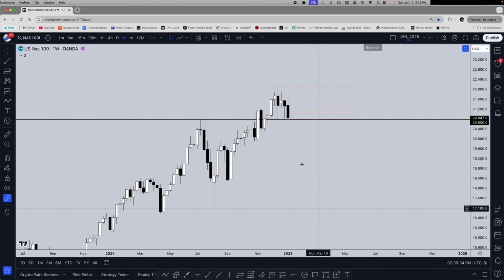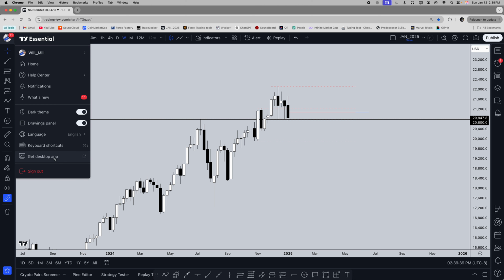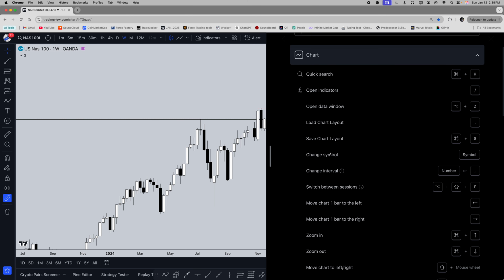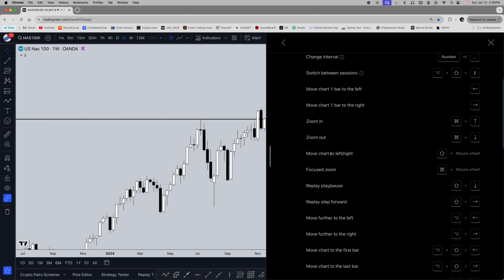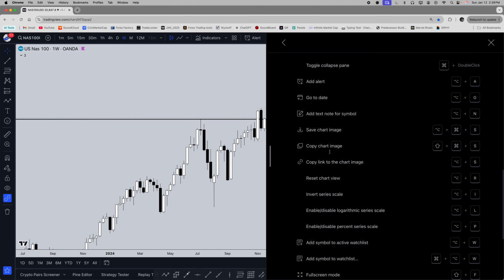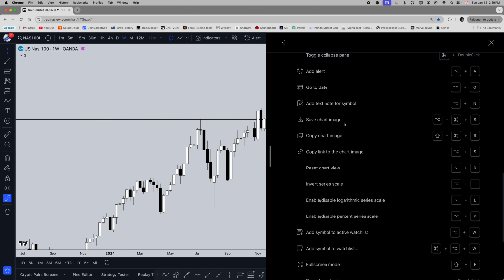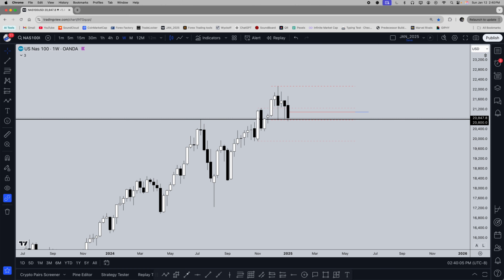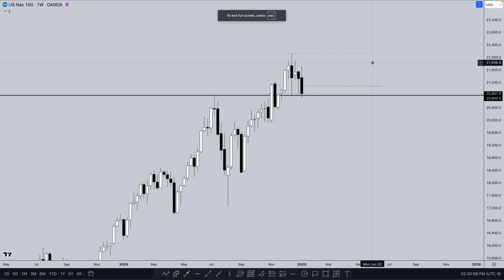And you actually learn this when you go to, I believe it's here, keyboard shortcuts. It tells you all the little shortcuts you can do on the chart. Yeah, I recommend going through this as well. You can save the image of the chart just by pressing a few keys. You can get the link. I use all these pretty much. But yeah, it definitely helps.